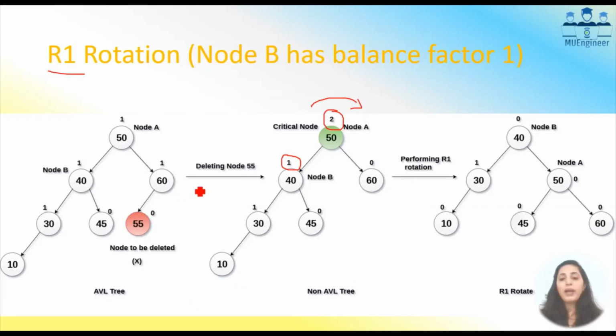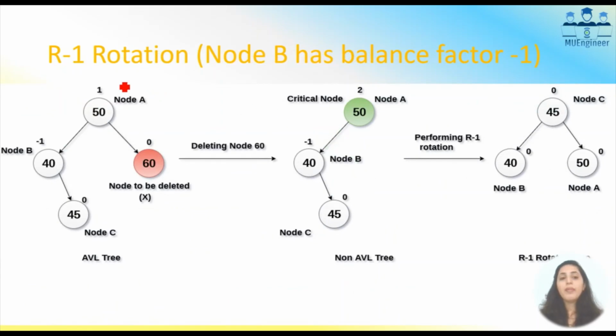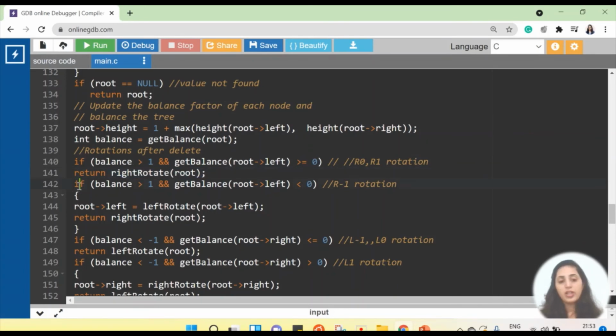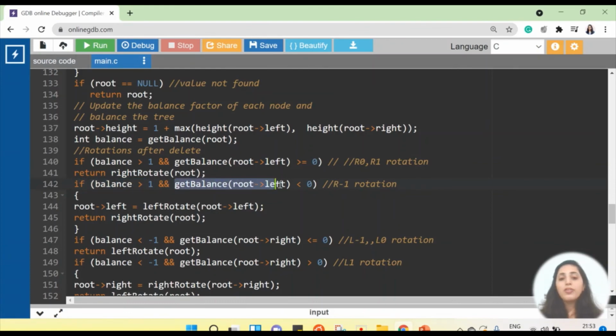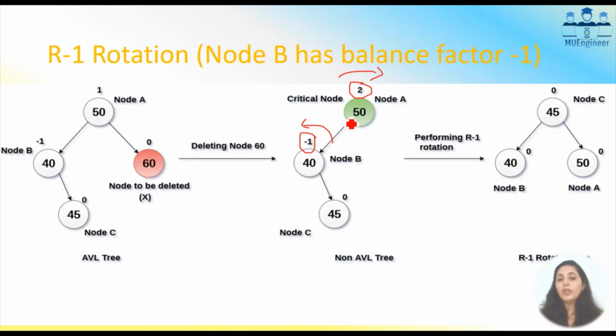Okay, after that R minus 1 rotation is little different. So R minus 1 rotation says you get a critical node having balance factor 2, but the left node is having balance factor -1. तो तभी मुझे दो रोटेशन अप्लाई करने हैं. पहला है उसके लेफ्ट वाले को हम लोग L रोटेशन अप्लाई करेंगे एंड देन रूट को राइट रोटेशन अप्लाई करेंगे. ओके, सो now here I am checking the next condition. If balance factor is greater than 1, that is 2, and balance of root's left is less than 0. तो रूट के लेफ्ट का बैलेंस फैक्टर is less than 0 है.